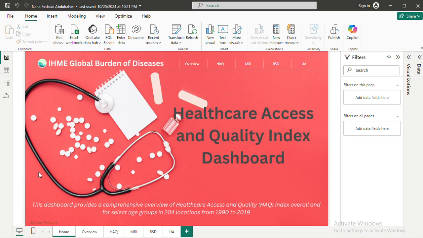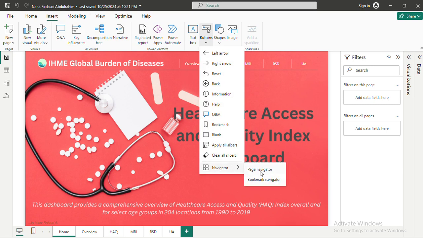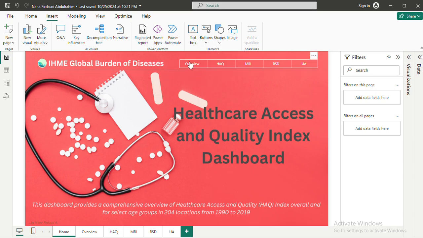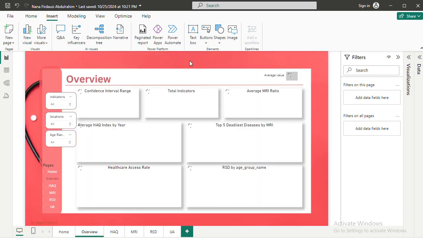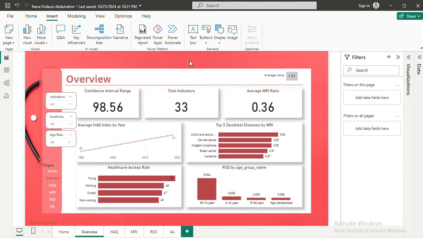So here is my first page where I used Canva to design the first page. Everything here was designed using Canva, but this line and this page navigator I just imported from here. So I went to insert the page navigation. I went to insert buttons and then page navigator. Click on it and then here it comes. So let's move to the first page, which is the overview page, my first analysis page. Okay, so here is the overview page.